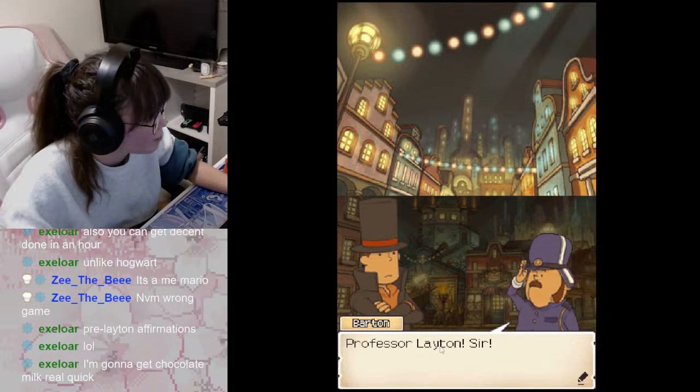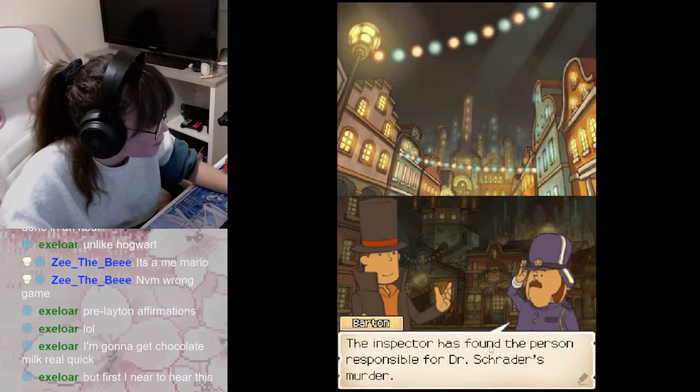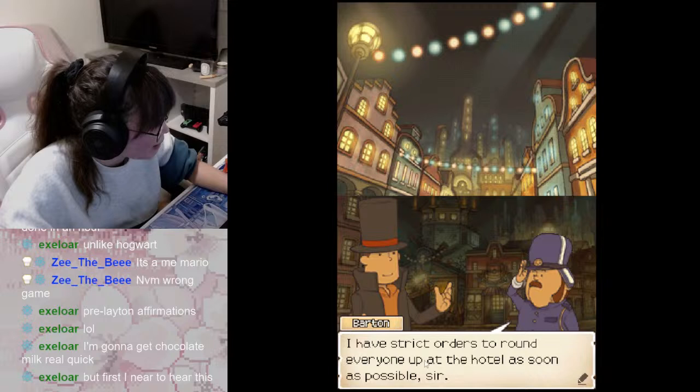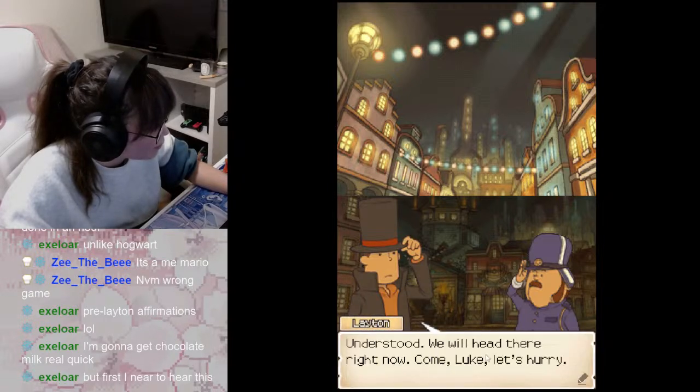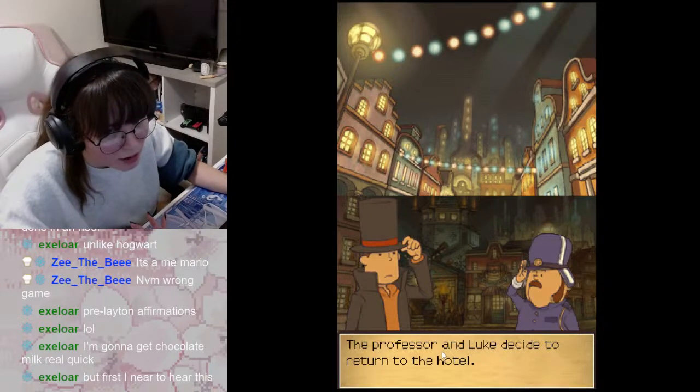Okay. Professor Layton, sir! Barton, my good man, whatever is the matter? The inspector has found the person responsible for Dr. Schrader's murder. I have strict orders to round everyone up at the hotel as soon as possible, sir. Understood. We will head there right now. Come, let's hurry. Yo, I'm ready to listen to this bullshit. But first I need to hear this.